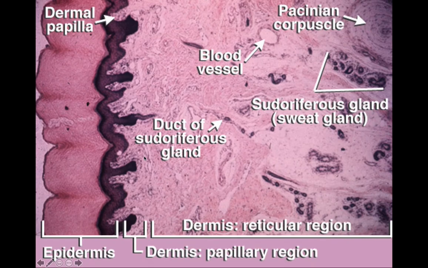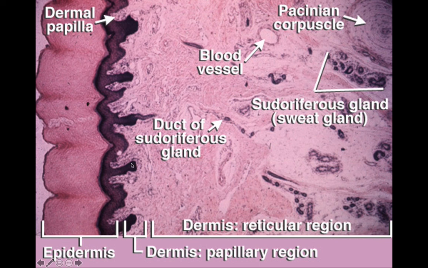So I think this is a little bit better of a picture for us to look at, so let's go ahead and see what's going on here within the skin. First and foremost, you can see the epidermis shown right here. We've got the stratum corneum shown over here. We'll have the stratum granulosum shown right here, and we're going to have the stratum spinosum shown right here.